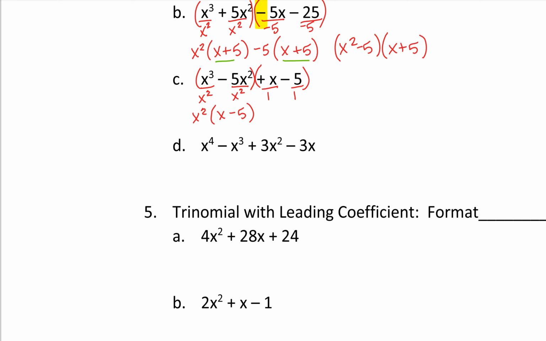I need to remember this 1. Technically, it is there. It is a positive 1. Dividing by a 1 doesn't do anything, but it does make it x minus 5. So I know I now have matching parentheses. I'm pulling the front, x squared plus 1, out front into its parentheses. That remaining x minus 5 goes into its own parentheses.